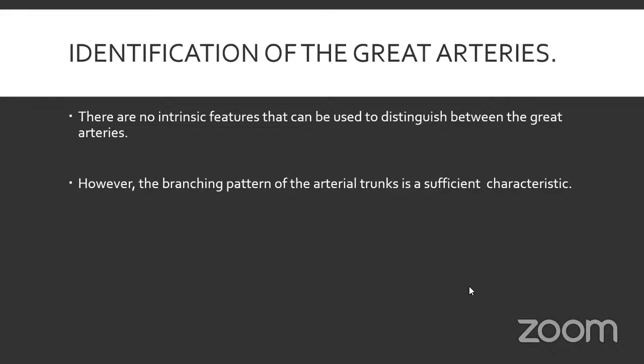Now, after we identify the ventricle, then we come to the ventricular-arterial connection. But before that, I wanted to discuss the great arteries. So how would we usually identify the great arteries? Within the great arteries themselves, there is no intrinsic feature that can be used to distinguish between each of the great arteries. However, their branching patterns usually can tell you. It's a good enough characteristic to define which is which.